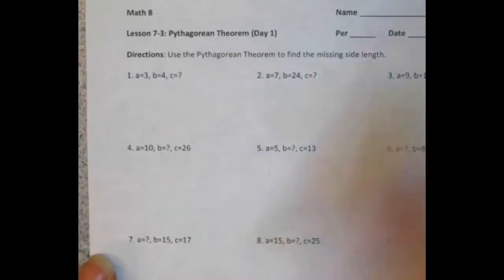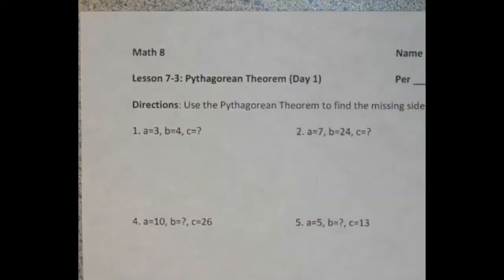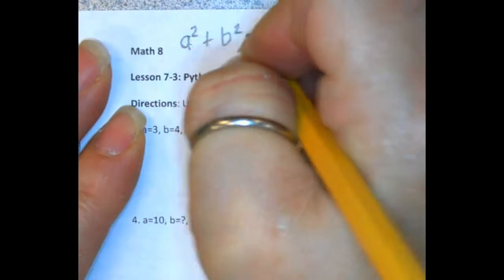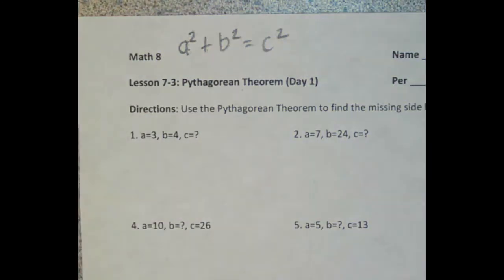So let's look at our first example, and I'm going to zoom in. Okay, the first thing you need to know is that Pythagoras' theorem is a squared plus b squared equals c squared. So write that down. That should be added to the back side of your note card.